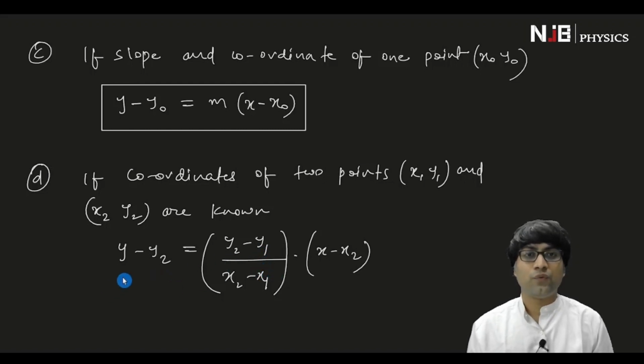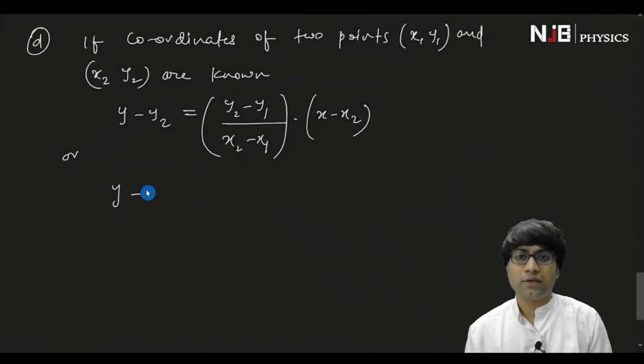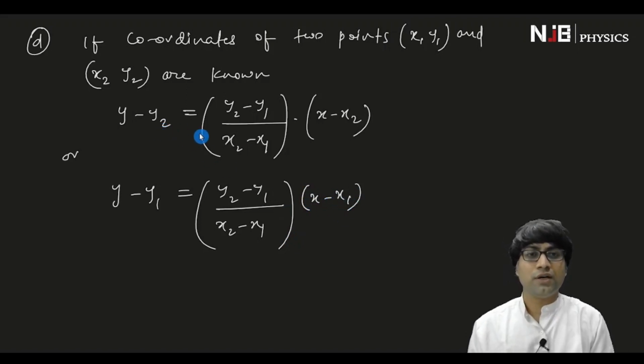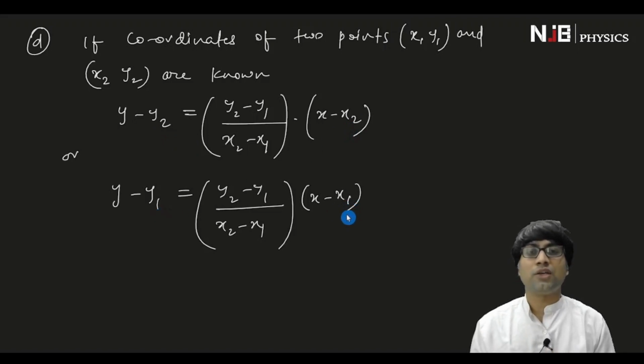There is an alternate way in which you can write it. The equation is y minus y1 equal to (y2 minus y1) divided by (x2 minus x1) multiplied by (x minus x1). Basically, if y2 is here, it has to be x2 over here, and if y1 is here, it has to be x1 over here. So these are the two ways in which we can write the equation. Both are going to give you the same result. We will use these equations when the coordinates of 2 points on the straight line are known to us.